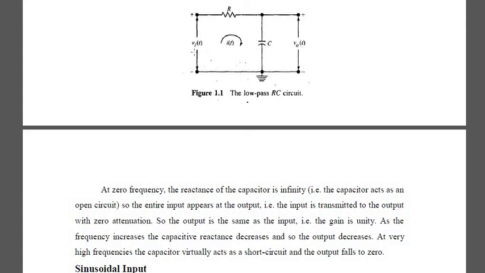When the input frequency is equal to 0, the gain is high. As the frequency increases, the capacitive reactance decreases, so the output also decreases. At higher frequency, the capacitor virtually acts as a short circuit and the output falls to 0. This means whatever input we have applied can't be seen at the output side. So V0 of t is equal to 0, and obviously the gain will also be equal to 0. So we have seen the first condition, when we apply a sinusoidal signal.